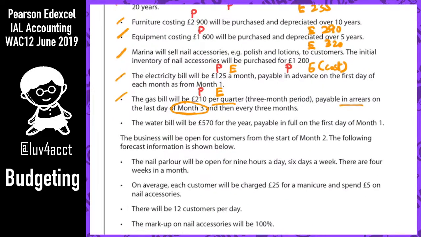Last one, water. Water will be 570. This time it is for 1 year. Payable in full on the first day of month 1. Okay, so payment in month 1 only for the whole year. And expenses for whole year, 570.